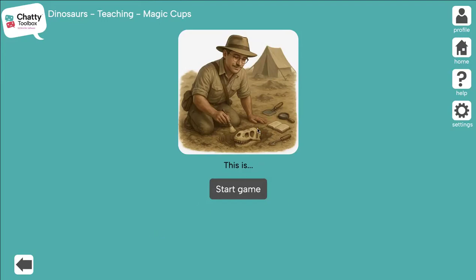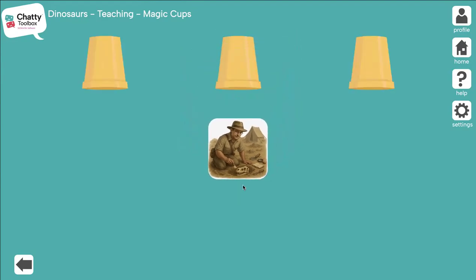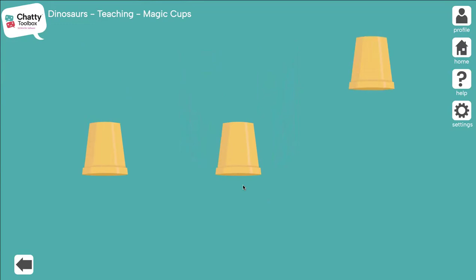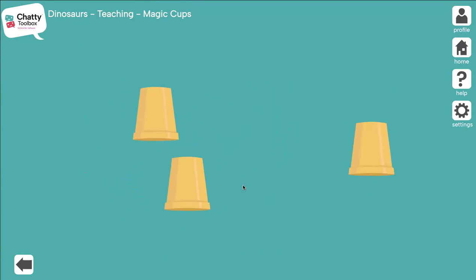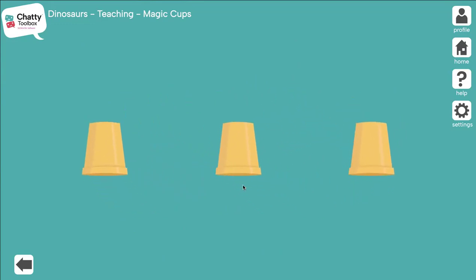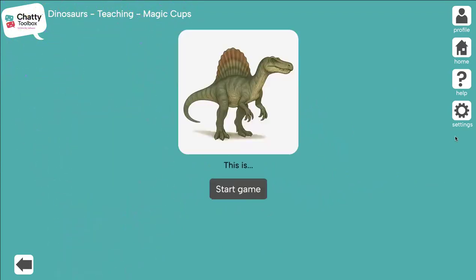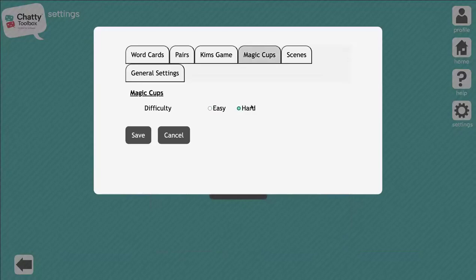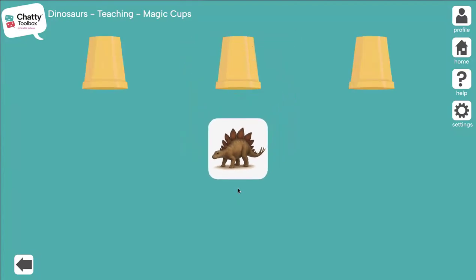So if we click on the picture, it will tell us what it is. It's the paleontologist, which is going to hide away. And then it's going to move quite slowly so that the child has got to keep up with it and watch where it's going. And then at the end, decide where the picture is. Okay. You can make this go faster if you've got a child that needs a bit more of a challenge. That's the Stegosaurus, so now that's going to move a lot faster.